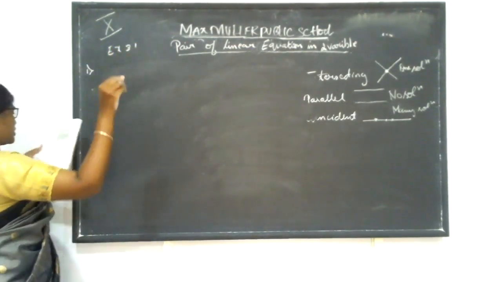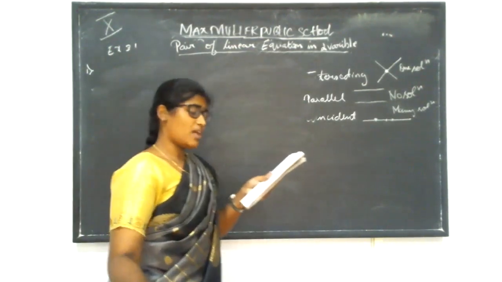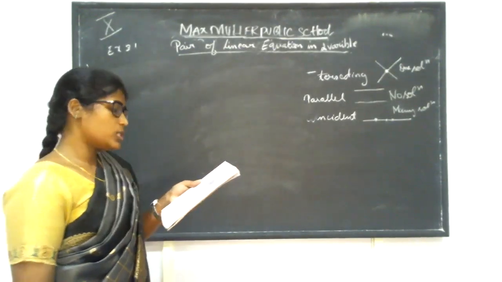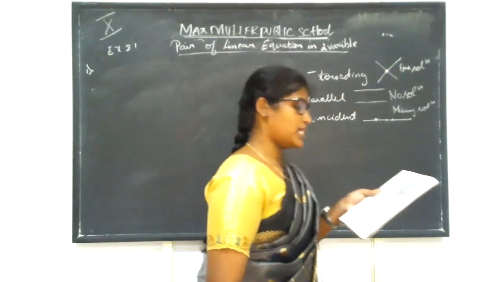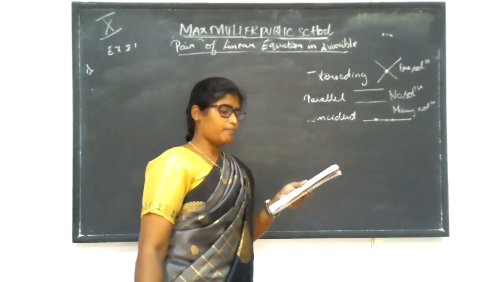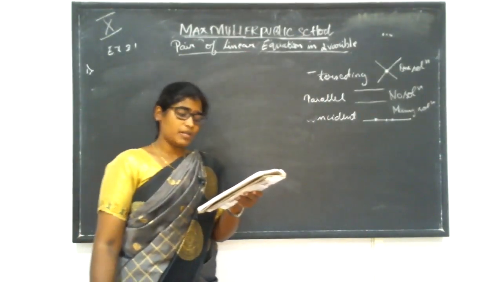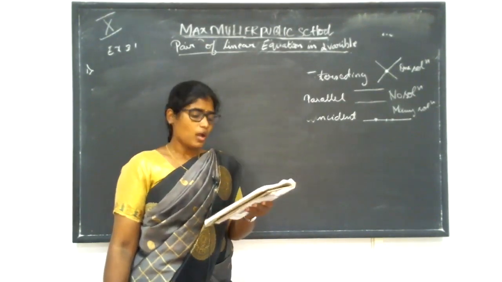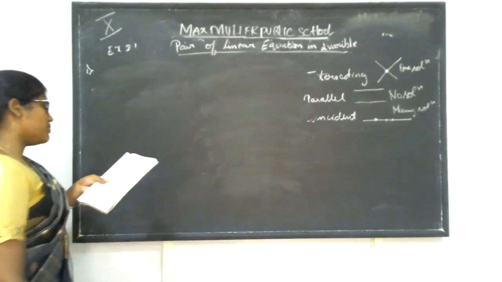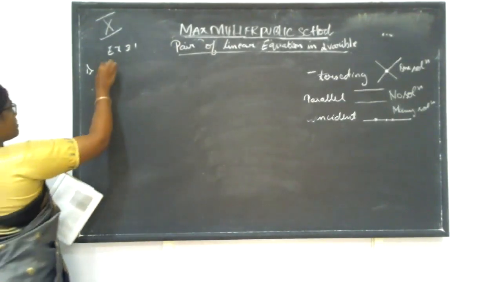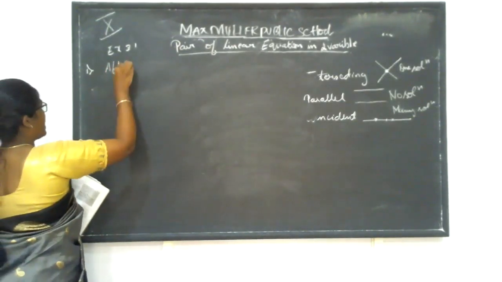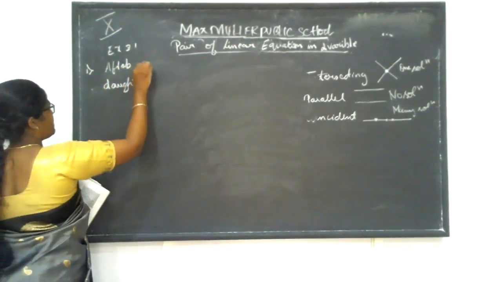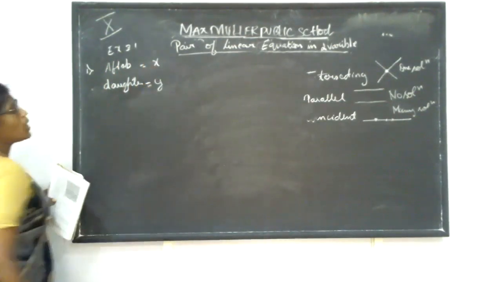Aftab tells his daughter, 7 years ago, I was 7 times as old as you were then. Also 3 years from now, I shall be 3 times as old as you are. Now represent the situation algebraically and graphically, they have told. Now the two things given are Aftab and daughter. One is Aftab and another one is daughter. Now Aftab is taken as X and daughter is taken as Y.